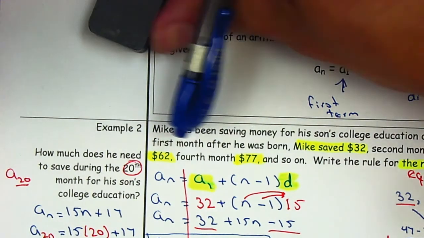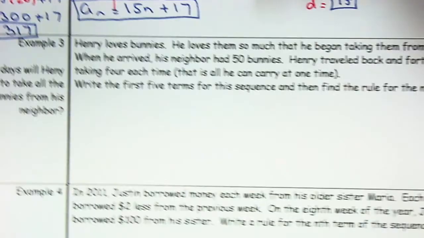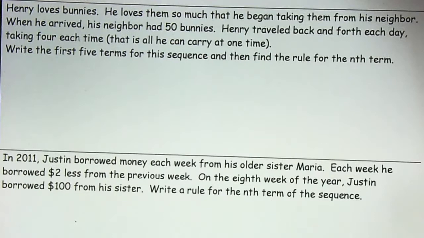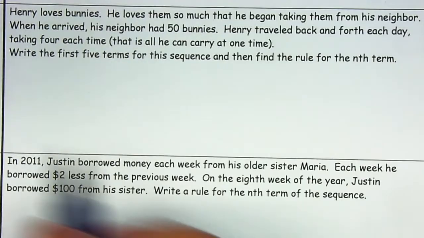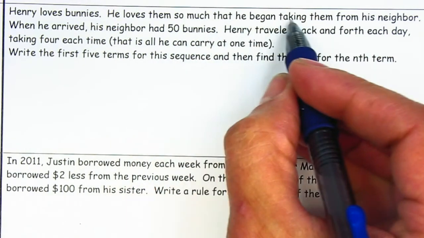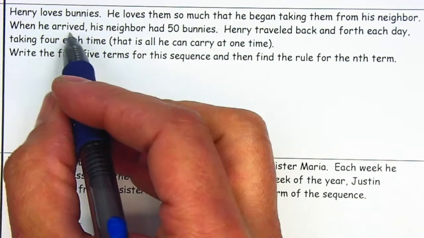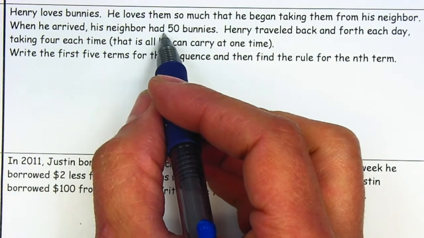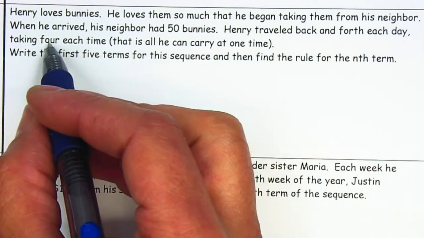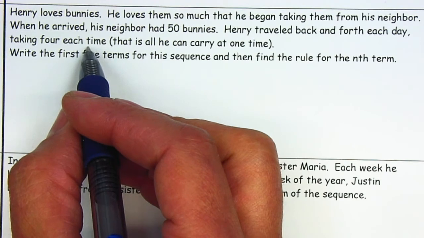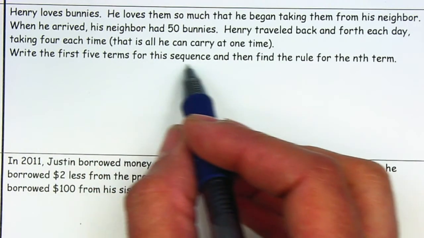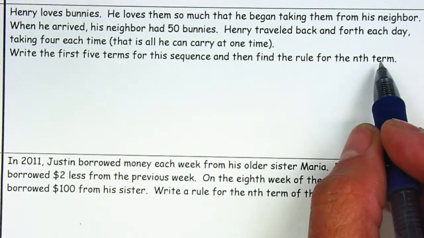Let's continue to example number 3. On example number 3, it says, Henry loves bunnies. He loves them so much that he began taking them from his neighbor. When he arrived, his neighbor had 50 bunnies. Henry traveled back and forth each day taking 4 each time. That is all that he can carry at one time. Write the first 5 terms of the sequence and then find the rule for the n term.